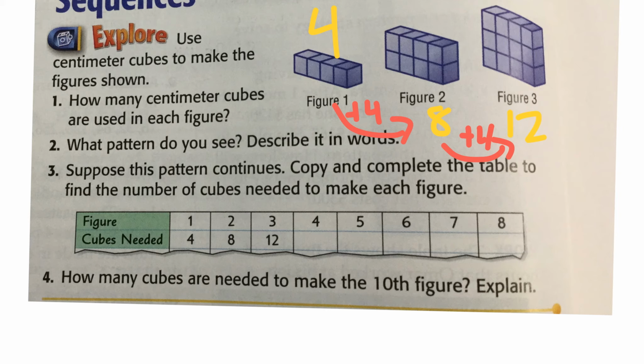So we see here, the top row is what figure number we are on. So this is the first figure, second, third, fourth, fifth, sixth, seventh, and eighth. And then how many cubes do we need for each one? So they've kind of helped us get started. Figure 1 needs 4 cubes. Figure 2 needs 8. Figure 3 needs 12.